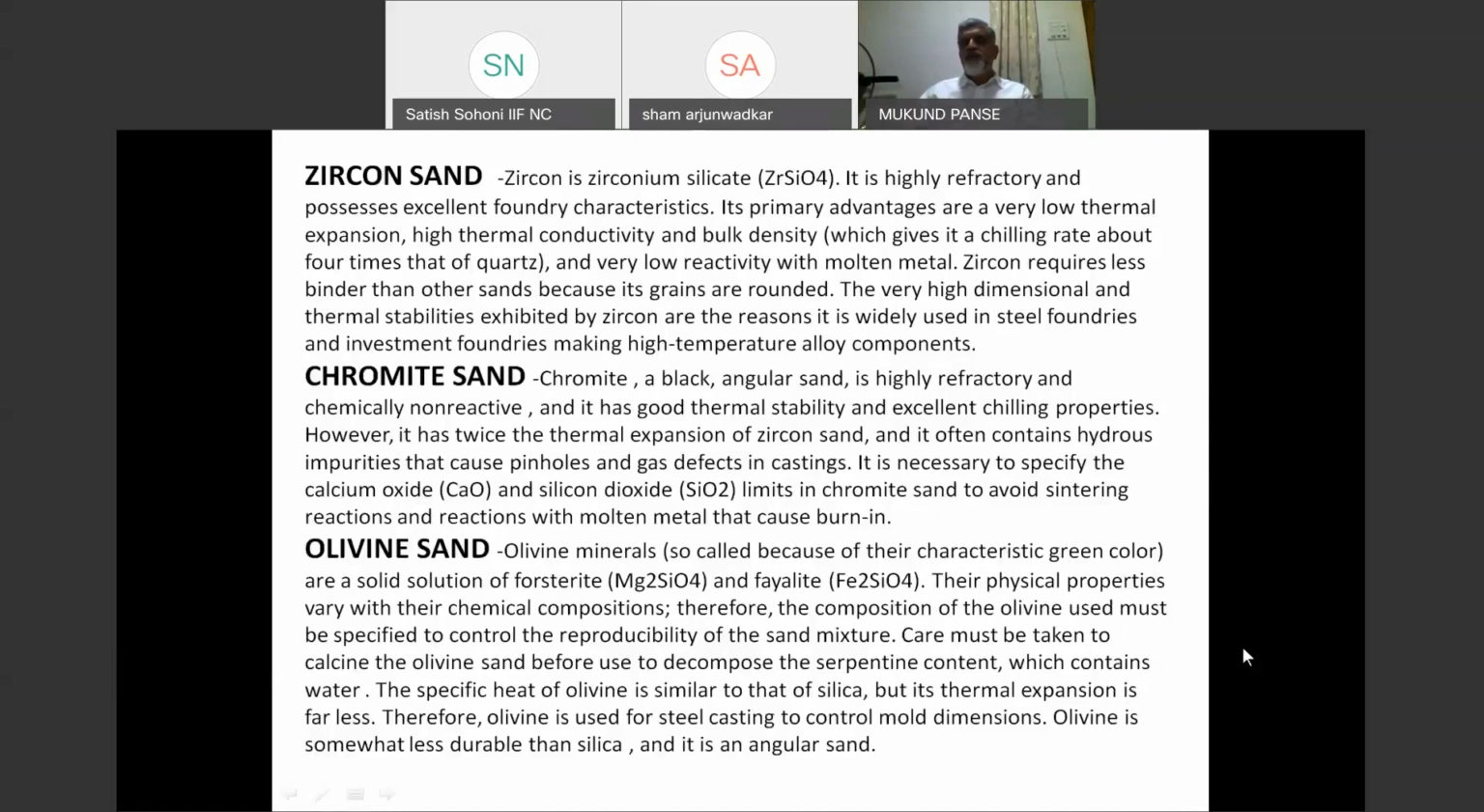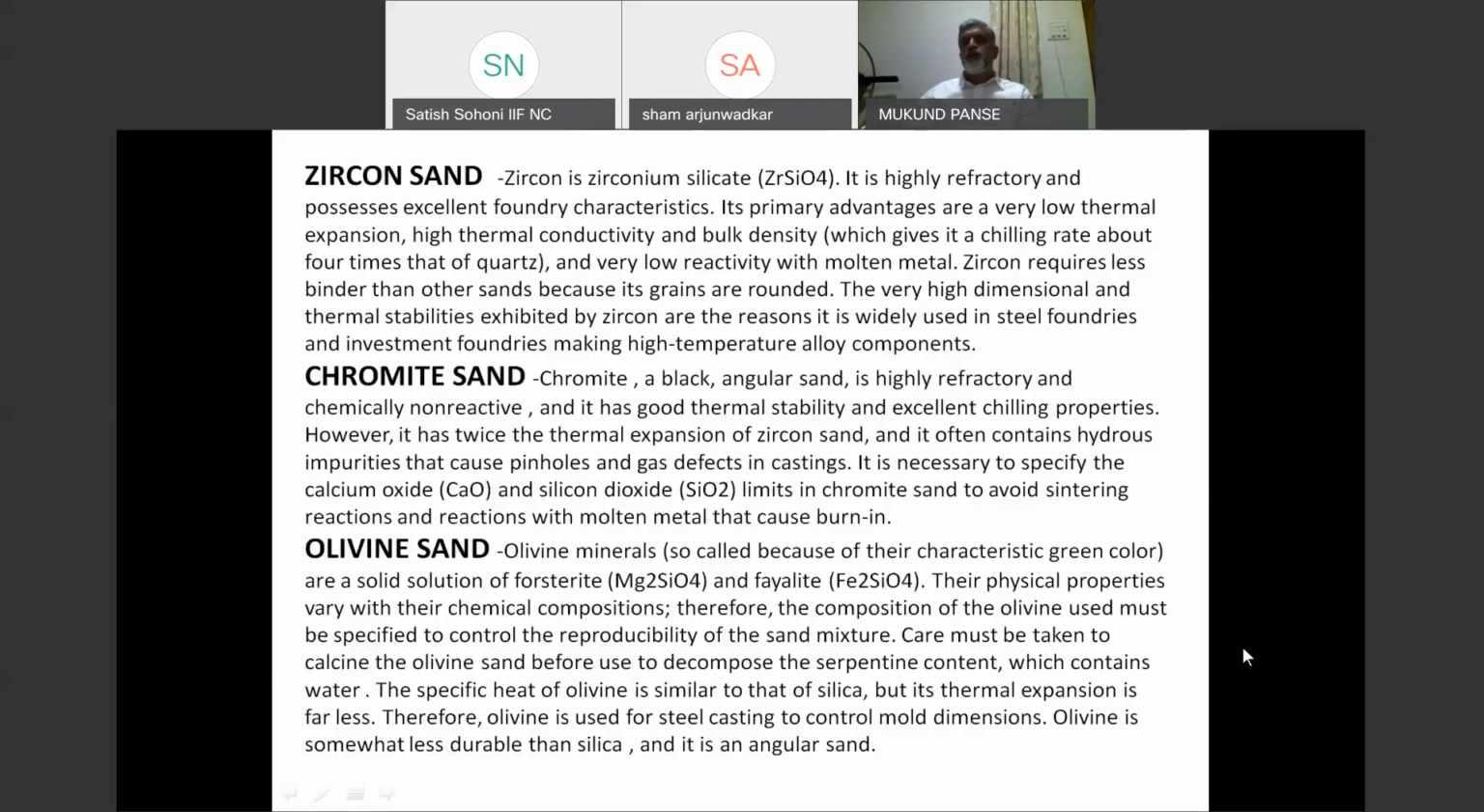Chromite sand is a black angular sand. It is highly refractory, chemically non-reactive, with good thermal stability. Its thermal expansion, though more than zircon, is substantially less. Its chilling properties are very excellent. But the problem is, this is a mined sand. This is crushed sand, so you get angular grains, and getting the exact distribution required is difficult. This chromite sand is again used at heavier metal junctions so that the metal doesn't fuse.